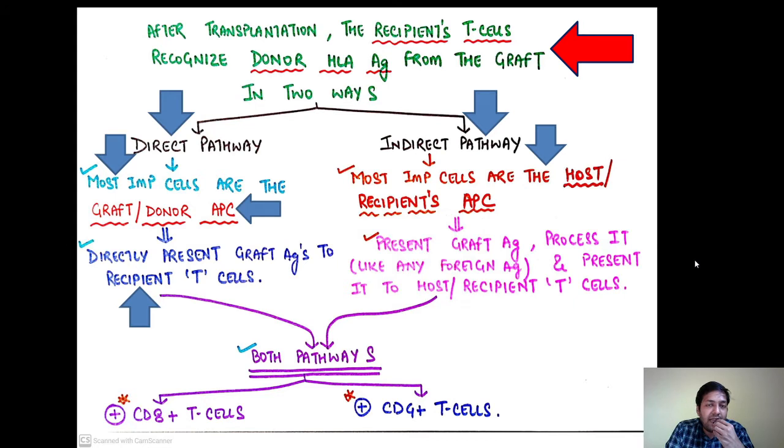Similarly, in the indirect pathway, the most important cells are the host or the recipient antigen presenting cells. Here the recipient antigen presenting cell will process the graft antigen like any other foreign antigen and present it to the recipient T cell. So in the direct pathway, it is the donor APC which presents the graft antigen, and in the indirect pathway, it is the host or recipient antigen presenting cell which presents the graft antigen to the recipient T cell. In both pathways, it leads to stimulation of CD8 plus T cells as well as CD4 plus T cells.